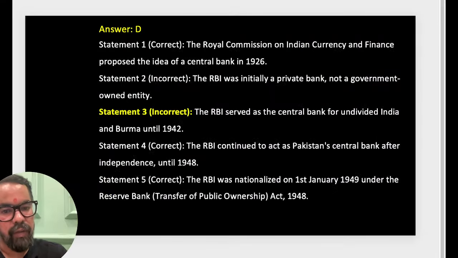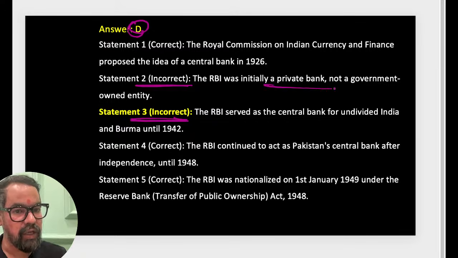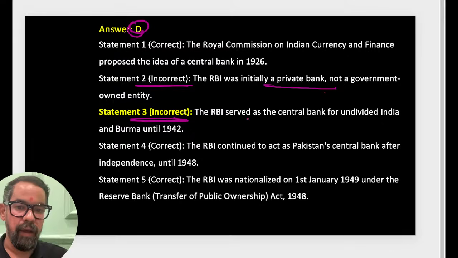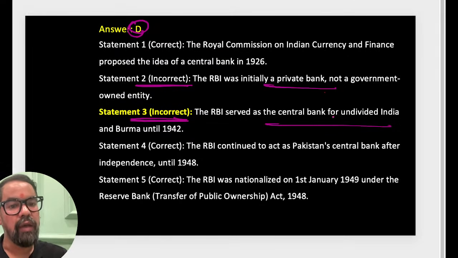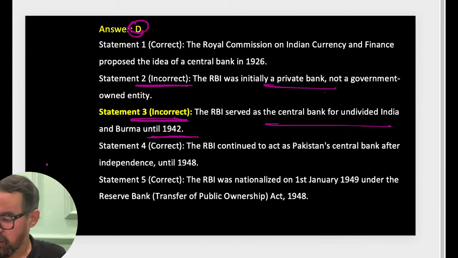ठीक है, तो what will be your correct answer? Option D will be the right answer for this particular one. So statement 3 was incorrect and statement 2 is also incorrect. RBI nationalization happened in 1949, and RBI served as the central bank for undivided India and Burma till 1942, right? Yes. Then Pavitra ma'am and others who are watching, so we have done this. ठीक है, चलो next one guys.